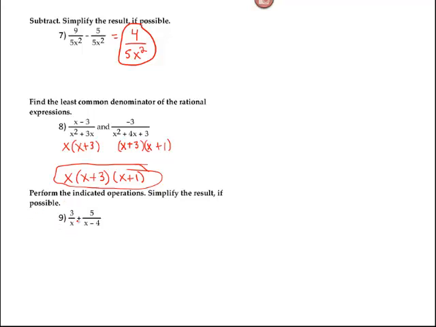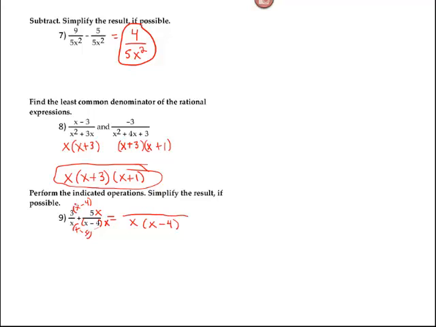So now, on number 9, let's find a common denominator so that we can add. So I have x and x minus 4, which means my common denominator is going to be those two things multiplied together. So the first fraction right now has an x, but it needs an x minus 4. So if I multiply the bottom by x minus 4, I have to multiply the top by x minus 4. That's the rule. The second fraction has an x minus 4, but it needs an x. So I need to multiply the top and the bottom by x.